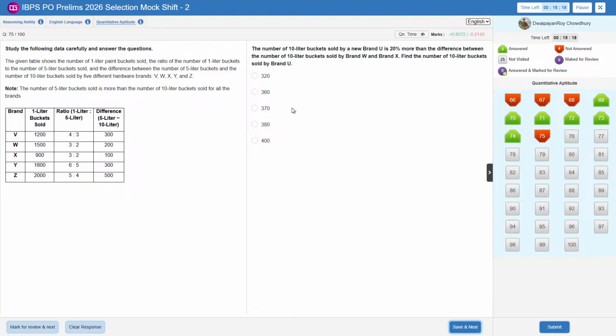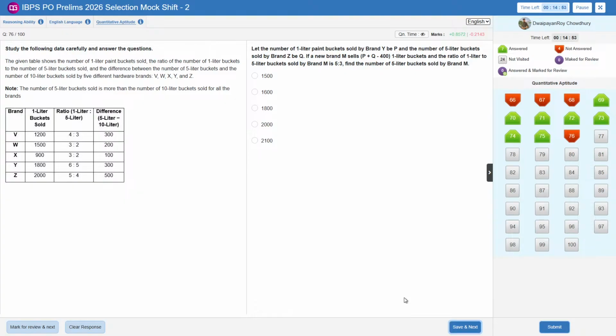Okay, let me see. Bucket by brand new. Difference 20% more than the difference between 10 liter by W and X. So 300. Okay, 300 and 20. So 360. Then 1 liter painted by Y, and 5 liter by Z is Q.